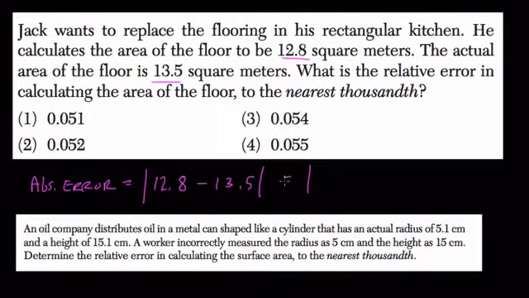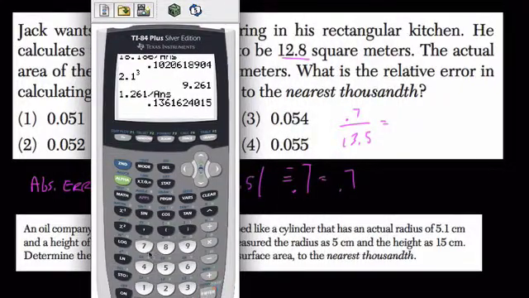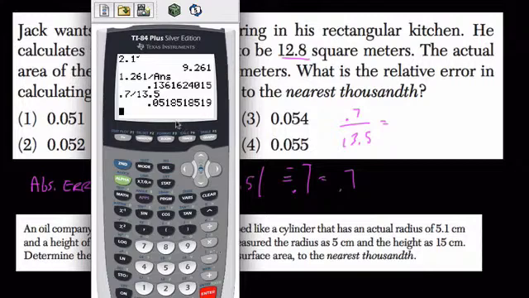And this equals negative 0.7, but it's the absolute value, so it's 0.7. And that 0.7 as a relative error is as a fraction. So 0.7 out of the actual amount, which is 13.5, so it's like a ratio. So it's 0.7 divided by 13.5, and we've got 0.05185.